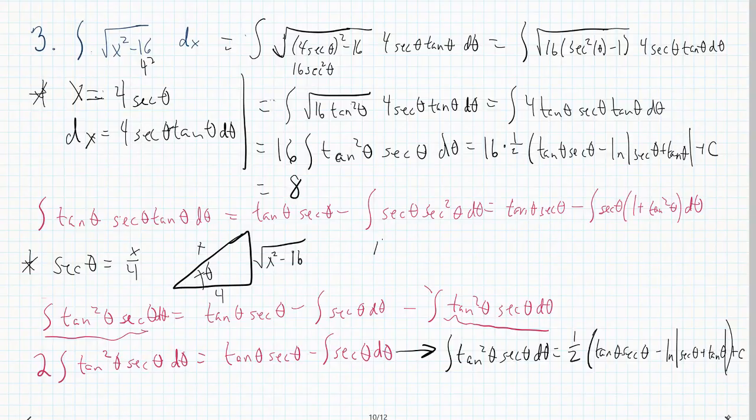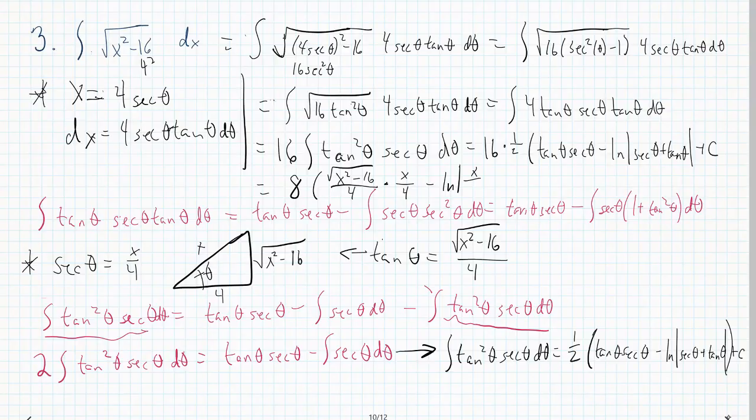Now we need to figure out tangent theta. Well, that's not going to be too bad either. So tangent theta, looking at this triangle over here, that's opposite over adjacent, so that should be the square root of x squared minus 16 all over adjacent side, which is 4. So this becomes 8 times the square root of x squared minus 16 all over 4 times secant theta, which is just x over 4, minus the natural log of secant theta, which is x over 4, plus tangent theta, which we just saw is square root of x squared minus 16 all over 4.